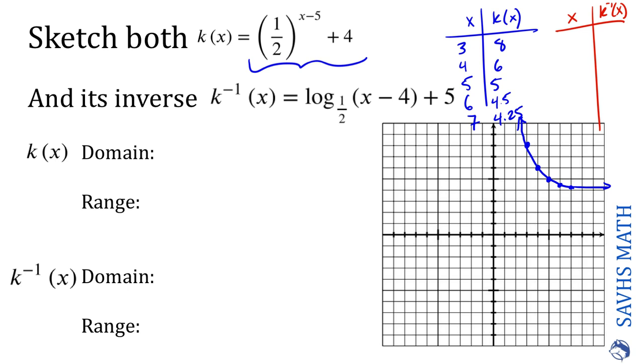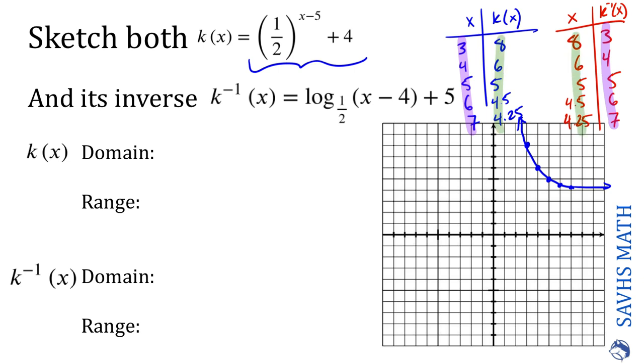Okay. So I'm going to have the point 8, 3, the point 6, 4, the point 5, 5, the point 4.5, 6, and the point 4.25, 7. Because what I can do is take this column and turn it into this column. Inputs become outputs, and outputs become inputs.